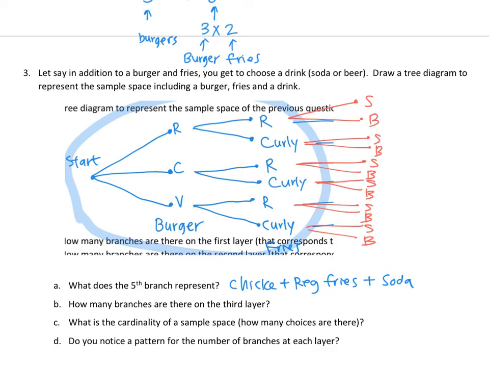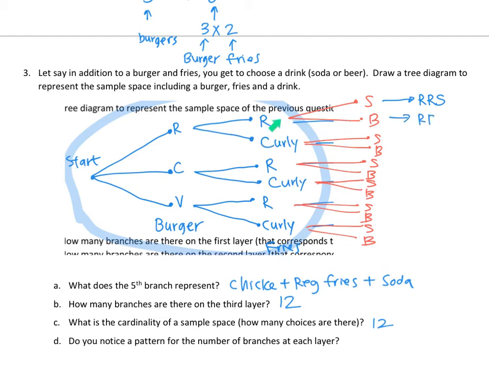How many branches are there on the 3rd layer? All right, so 1, 2, 3, 4, 5, 6, 7, 8, 9, 10, 11, 12. I noticed there's 12. And basically B and C are the same question. What is the cardinality of a sample space? That's just 12. I'm not going to write everything out, but if I look at the first branch, there'll be regular burger, regular fries, and soda. Second branch is regular burger, regular fries, and beer.